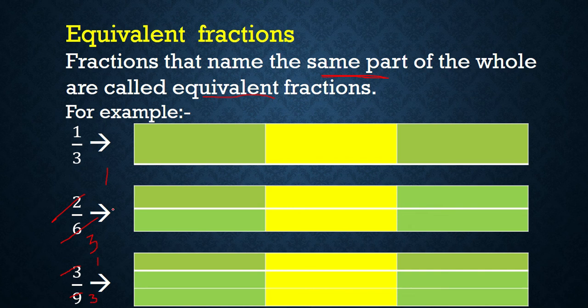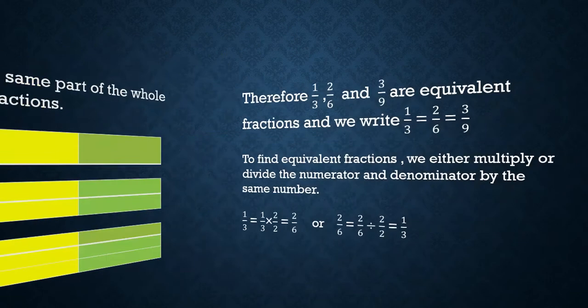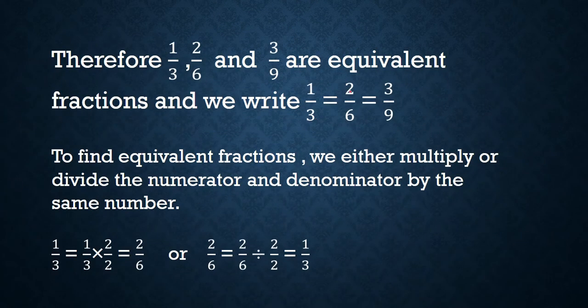So by reducing this 2 by 6 we got 1 by 3, right? By reducing this 3 by 9 we got 1 by 3. So it is equal to 1 by 3, right? So all these fractions are equivalent fractions. Over here you can see that 1 by 3 is equal to 2 by 6 is equal to 3 by 9. Why? Because when we divide this, 2 ones are 2, 2 threes are 6, right? Then 3 ones are 3 and 3 threes are 9. So you can see that all these fractions are equivalent fractions.